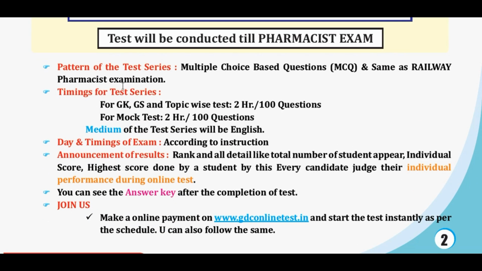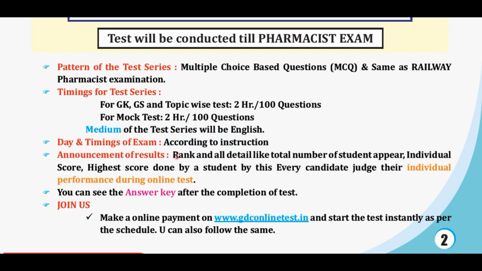What will be the pattern of the test series? Multiple choice based questions, MCQs, same as the Railway Pharmacist examination. The timing for GK, GS and topic-wise tests will be 2 hours for 100 questions, while for the mock test it will also be 2 hours for 100 questions, and the medium of the test will be English, same as the Railway Pharmacist exam. Day and timing of the exam you can set according to your situation.